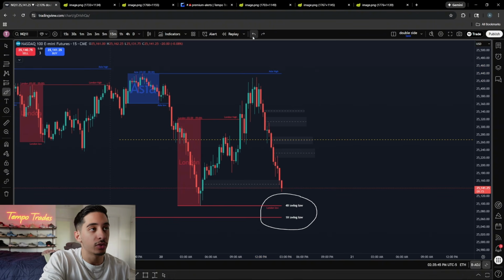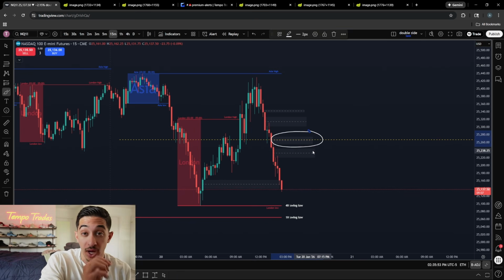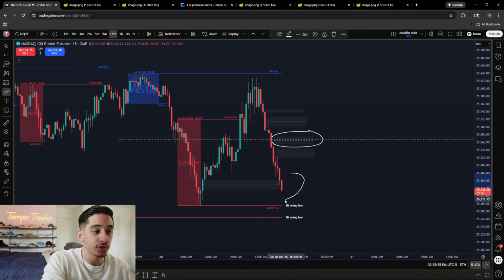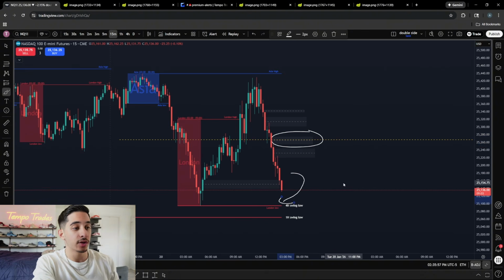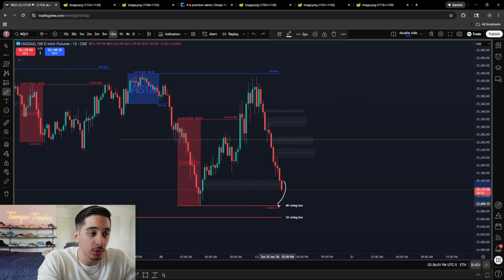So an example right here, okay? Now, we are below the 50% level, right? So we should be looking for longs, but because we have such an important liquidity area right here, which is the London low, I know that price wants to go seek out this liquidity, sweep it, and then reverse, right?